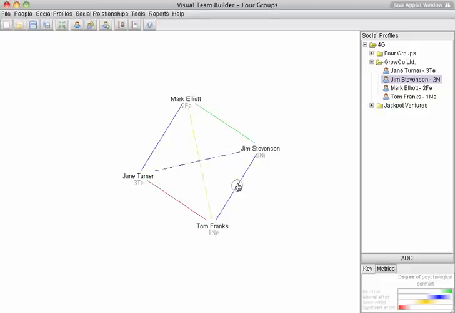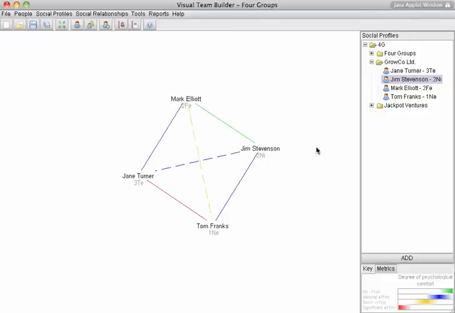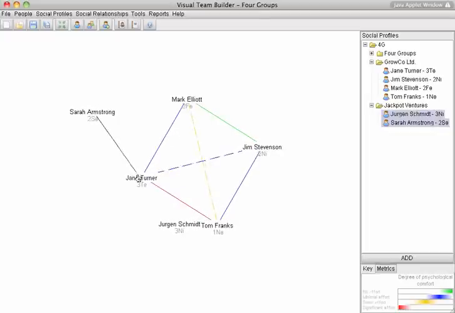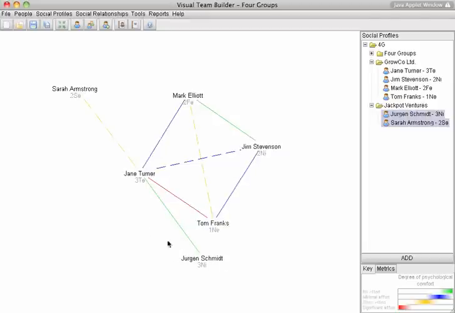Bearing in mind the importance of the relationships and communication between investors and management, we can also use 4G to help understand how these relationships will develop. In this example, we have 2 partners from our investor, Jackpot Ventures, Jürgen and Sarah. Now we can use the exact same process to understand how each partner will form relationships with team members, like this. As you can see, Jürgen and Sarah will experience differing relationships with each of the team members at GrowCo.